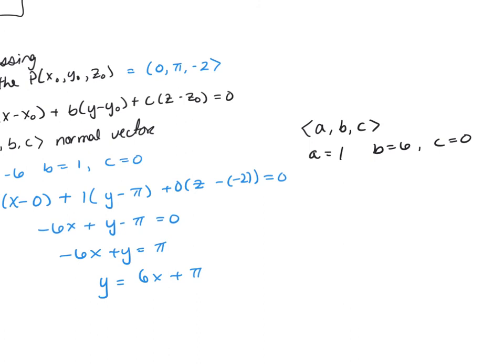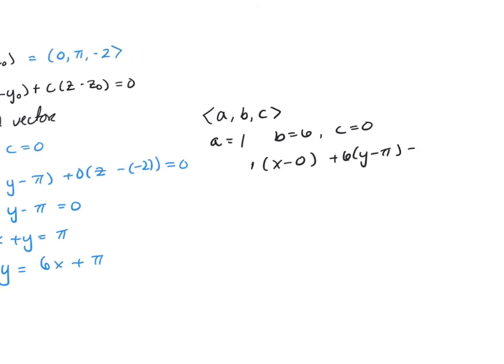So we do the same thing. We still have the same points, and so for this one it's going to be 1 times x minus 0, still the same point, plus 6 times y minus pi, still the same point, plus 0 times z plus 2, is equal to 0. And so I get my other equation, which is x plus 6y is equal to 6 pi.